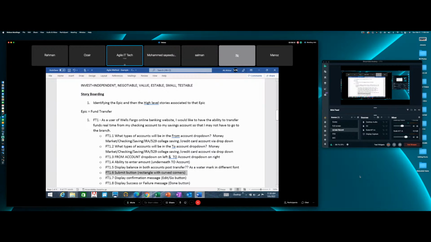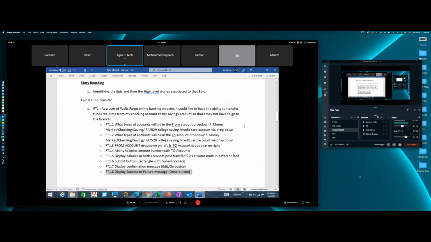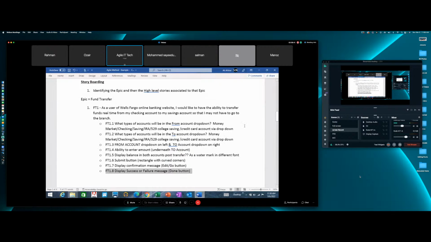Next, he says that there should be a submit button, which should be a rectangle with curved corners. Okay, fine. He also gave us another requirement saying that you need to display the confirmation message to the user with an edit and a go button. And last but not least requirement, 1.8, display a success or failure message, all right, with a done button. Any questions on these requirements? No.